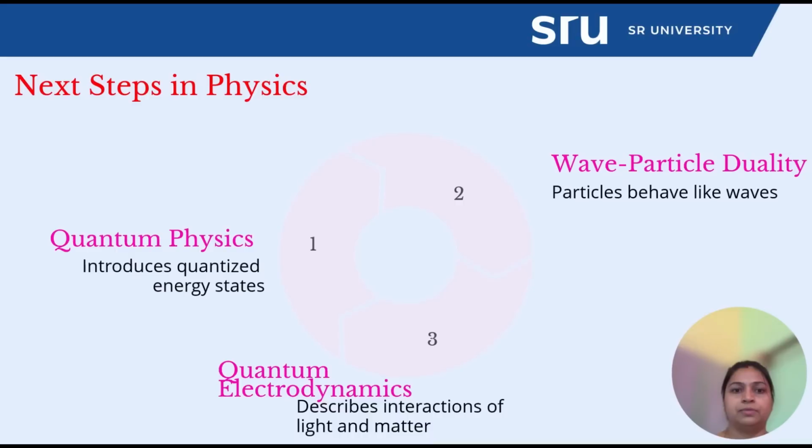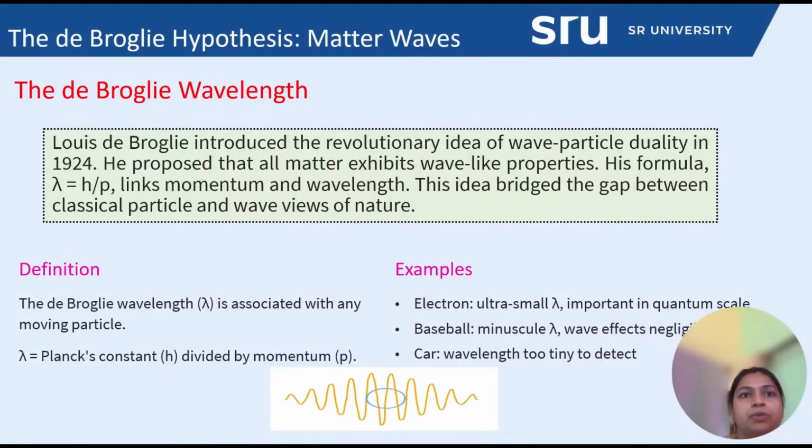So the next step in physics is, first, quantum physics, which introduced quantized energy states. Second, wave particle duality, that particles behave like waves. And third, quantum electrodynamics, which describes the interaction of light and matter. So now we will explore the revolutionary concept of quantum physics, the so-called de Broglie hypothesis.